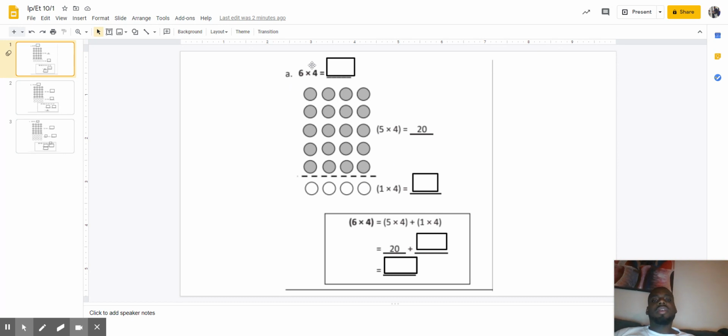So we broke up that first factor, but the second factor always stays the same. The second factor after the multiplication sign stays the same. So 4 in each. But we broke up the first one by finding two numbers that add to get this number. So 5 plus 1 equals 6.